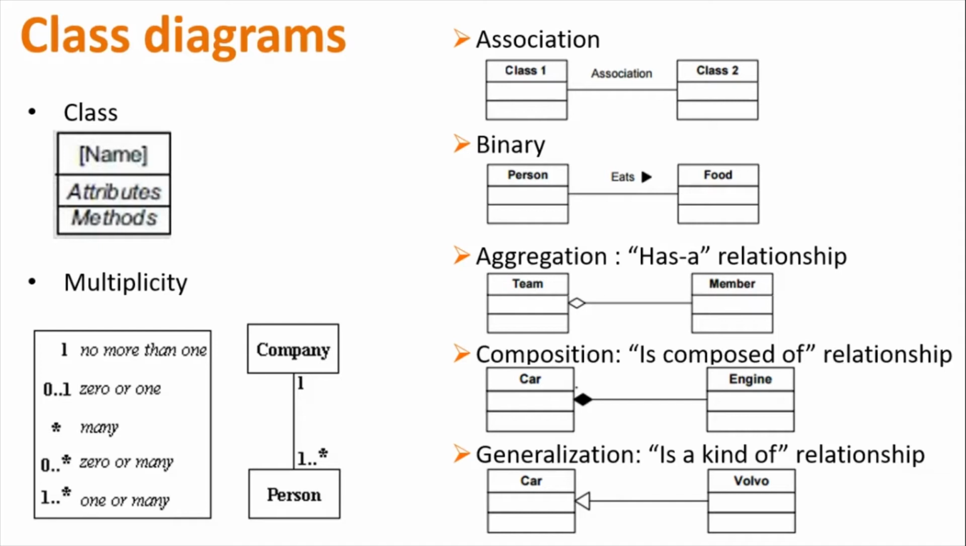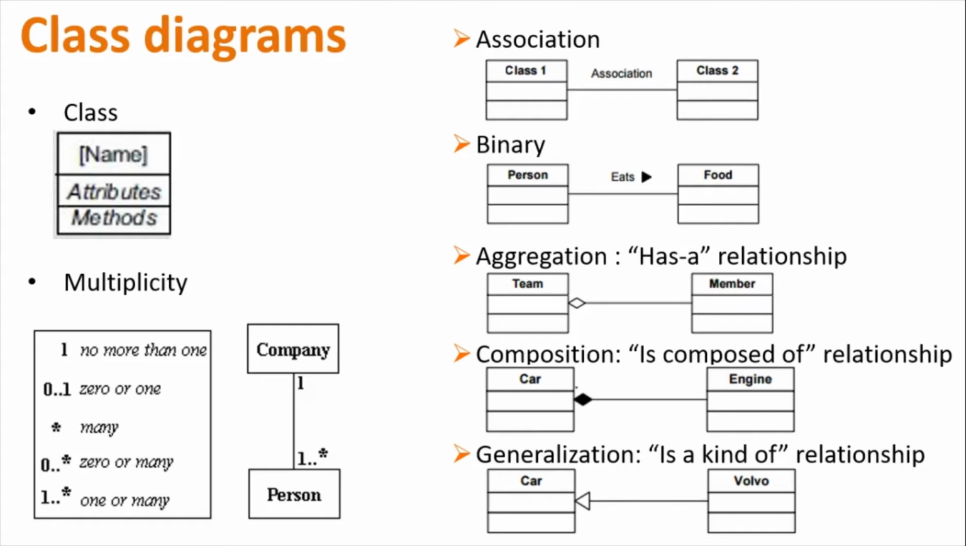Aggregation implies a relationship where the child can exist independently of the parent. Let's consider these two classes. Team is a parent class, and member is a child class. If you delete the team, the members can still exist. That's called aggregation. Coming to composition, composition implies a relationship where the child cannot exist independently of the parent.